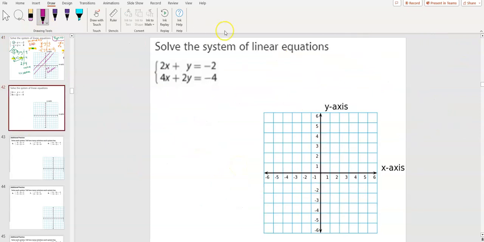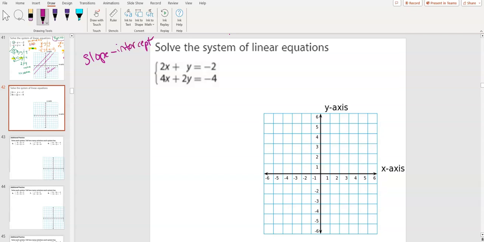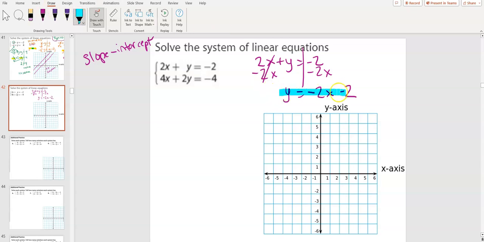Okay, so on this problem, we're going to just do that method I told you, because we know that we're looking for special cases. I'm just going to change them to slope-intercept form, and I'm going to see what it equals. So I'm going to have 2x plus y equals -2. I'm going to subtract 2x on both sides, and I'll get y equals -2x minus 2. So that's my first equation.